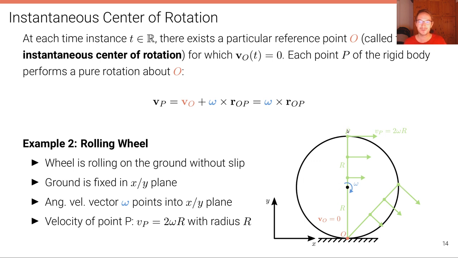Now, because all of these points are rotating around not the center of the wheel anymore, but around this contact point of the wheel with the ground, these vectors here change and the velocity is twice omega r.